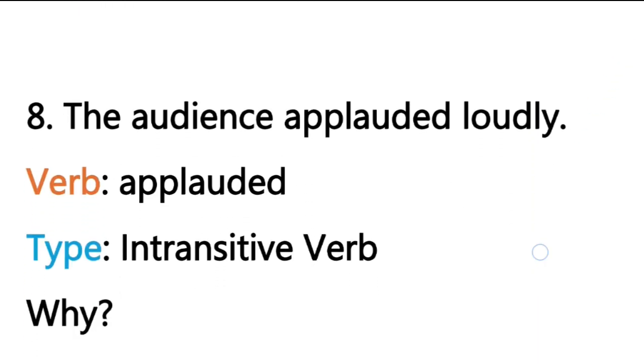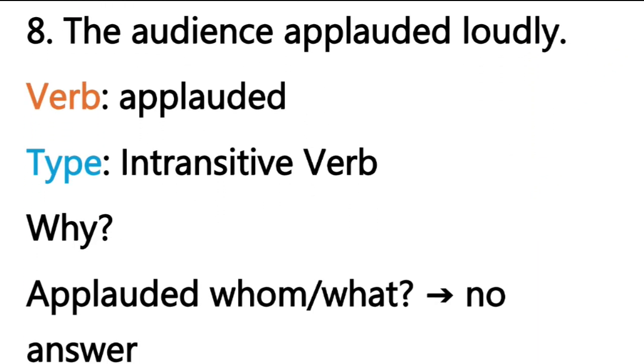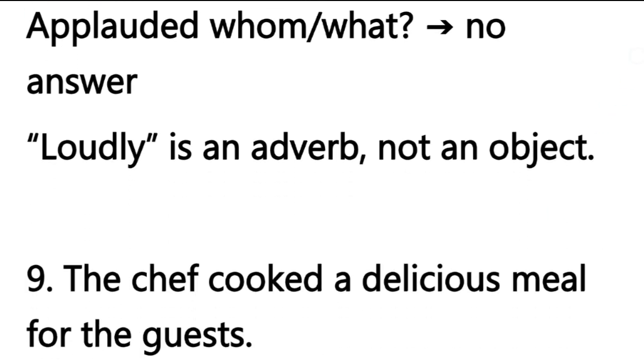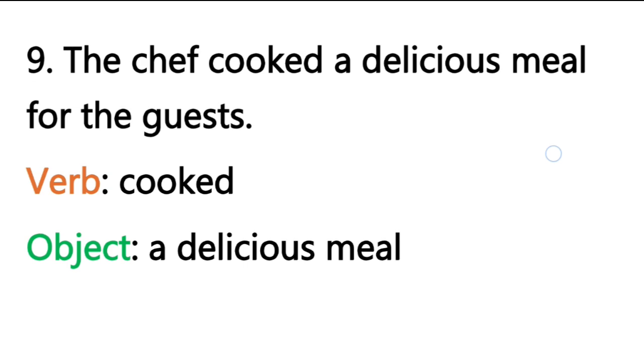Let's talk about now question number 8, which says the audience applauded loudly. The verb in this sentence is applauded and the type is intransitive. Now, why is this intransitive? Because if we ask the question applauded whom or applauded what, there will be no answer. Loudly, you have to remember, is an adverb. It's acting as an adverb and not an object.